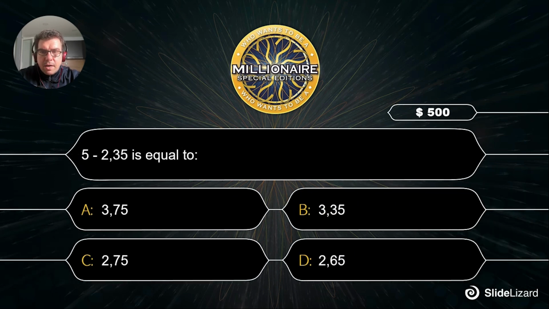Okay, what is 5 minus 2.35? Now, for my American audience, hopefully there is one, here in Bulgaria, and I think in Europe as well, instead of writing the decimal with a dot like 2.35, we write it with a comma. So this 2,35 actually means 2.35, okay? So the question is, what is 5 minus 2.35?